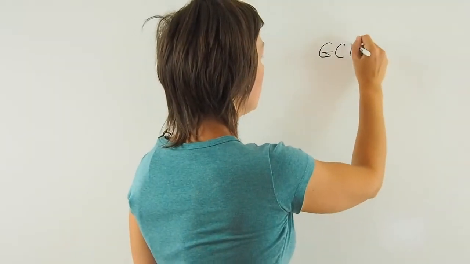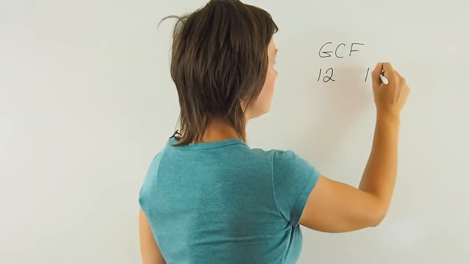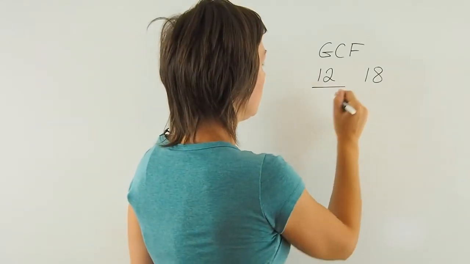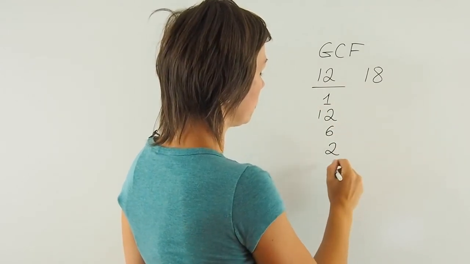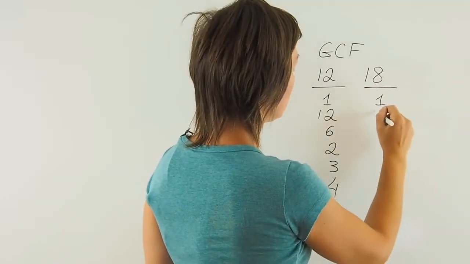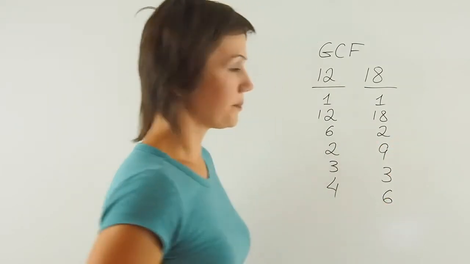Prime factors are needed when you're looking for the greatest common factor of two numbers or the least common multiple of two numbers. The greatest common factor, or the GCF, of two numbers could be found the following way. Say I have two numbers, 12 and 18. Let's list the factors of each number. For 12, the factors are 1, 12, 6, 2, 3, and 4. And for 18, it's 1, 18, 2, 9, 3, and 6.